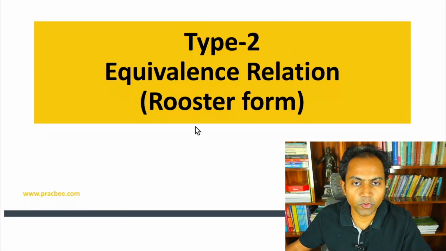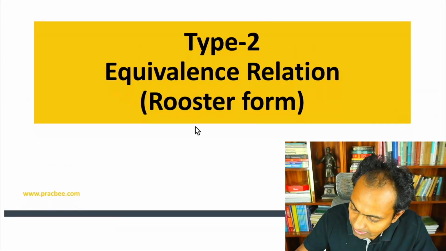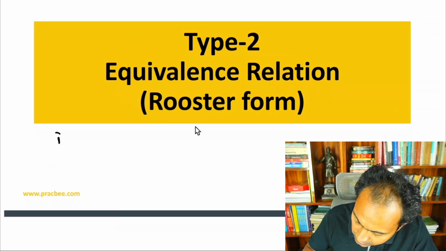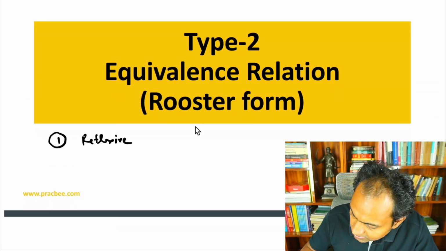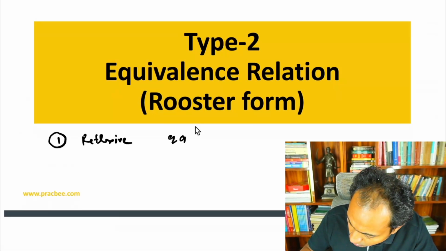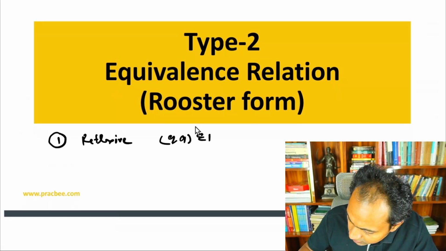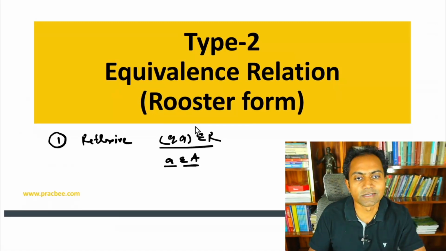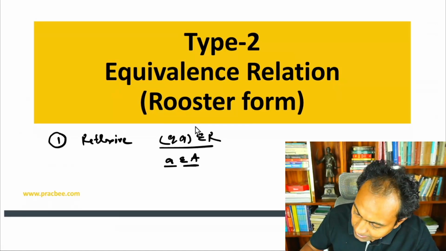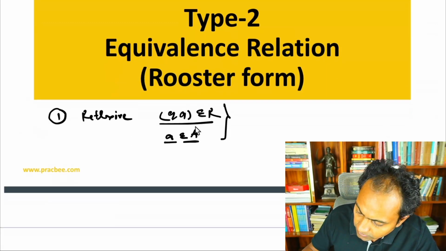Now this type 2 problem is based on equivalence relation. A relation which has these 3 ideas. First, it should be reflexive. Reflexive would mean if there is an element a comma a, it should always be there in the relation for all a belonging to set A for which the relation is set up. So you can see that if this happens for all the elements, it will become reflexive.